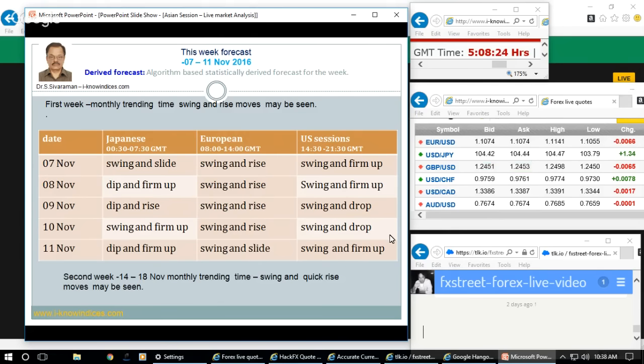And again, they are expected to drop, and they will say that the policies are going to be different and there could be USD weakening because of that. So that is how they will make the moves. And then on Friday, they are expected to make the dip and then firm up and swing and slide during the European session in order to induce the long holders to liquidate and start firming up.